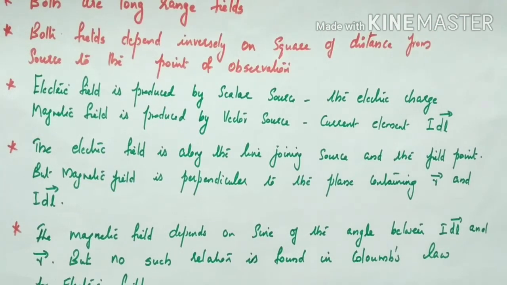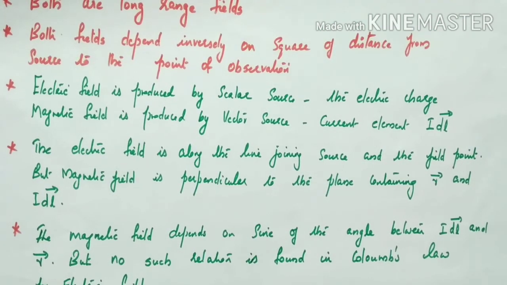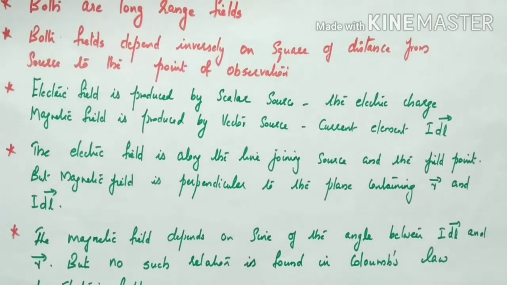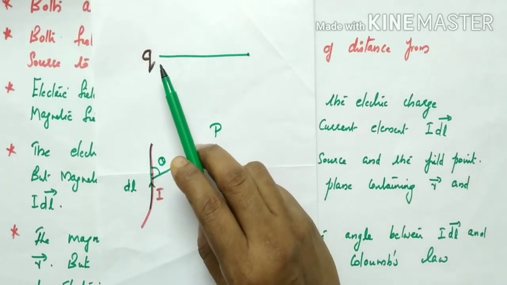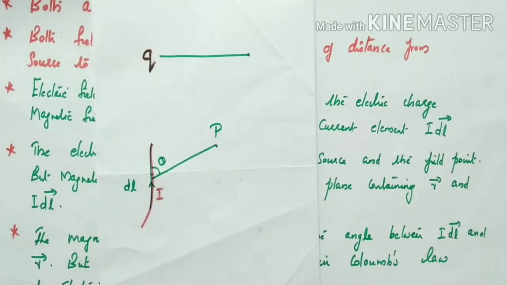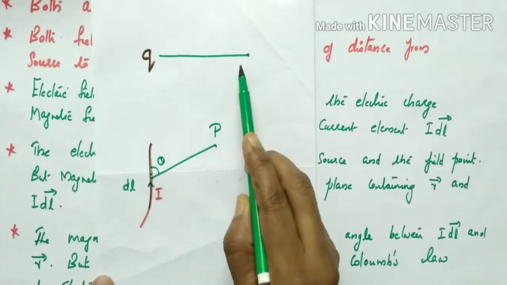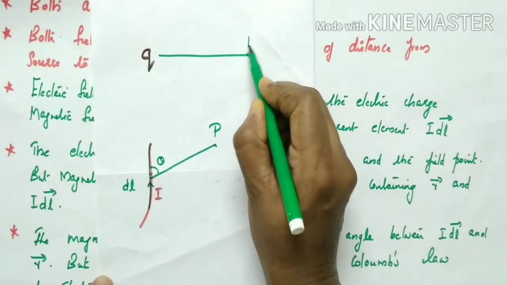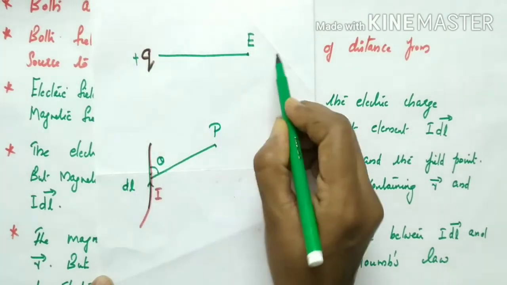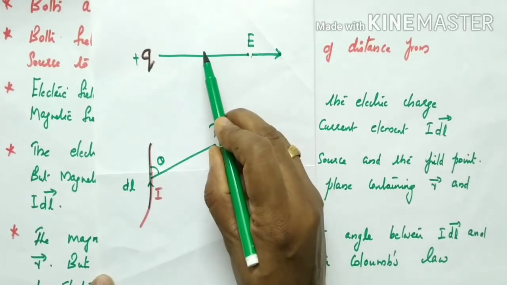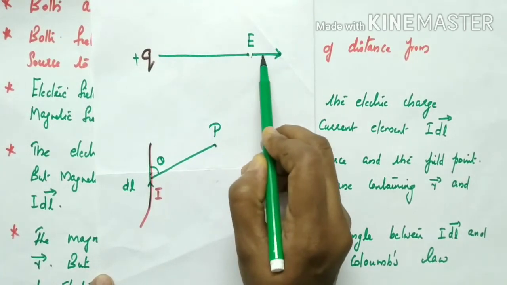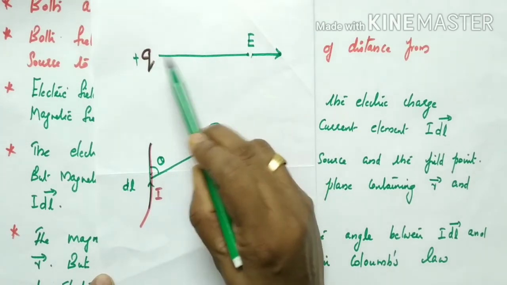Next point of difference is electric field is always along the line joining the source and the point of observation, but magnetic field is always perpendicular to the plane containing vector r and Idl. That is like this. For example, electric field is due to a point charge, that we know. So if a charge is here, what is the direction of electric field at the point? If this is a positive charge, electric field is outward. If it is a negative charge, electric field is towards the charge. But anyway, it is along the line joining the charge and the point of observation.